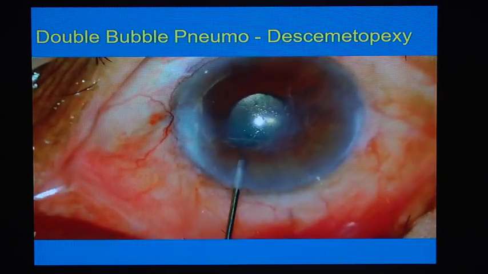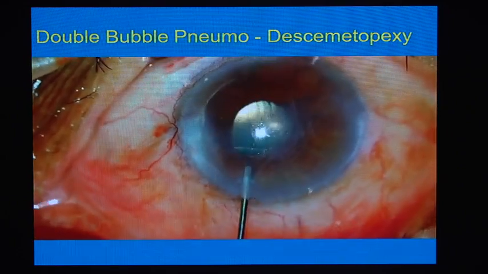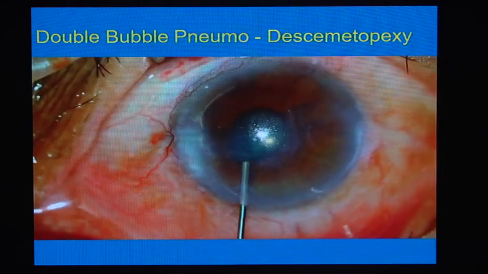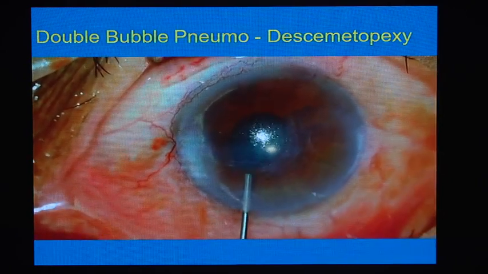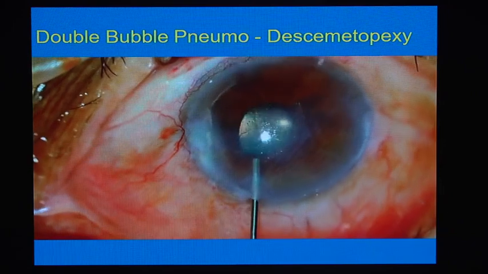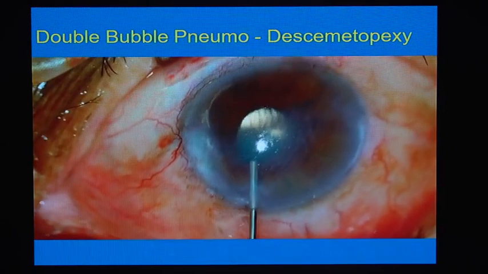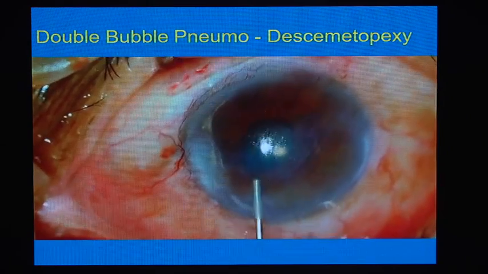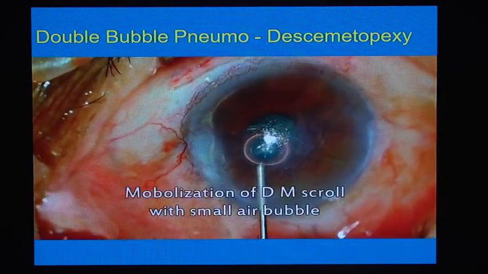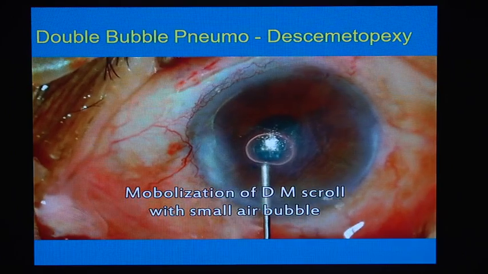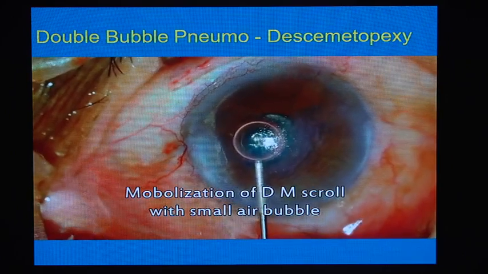You see, we are just testing the Descemet's membrane. It's getting a little unrolled. That means that the roll is free. And if we put the air bubble and push it, it can get unrolled. So once we have tested that, then we have injected a little bit of air bubble, you can see, and the Descemet's membrane is getting unrolled. We are pushing the air bubble without enlarging it.